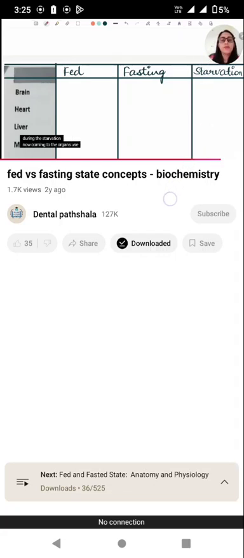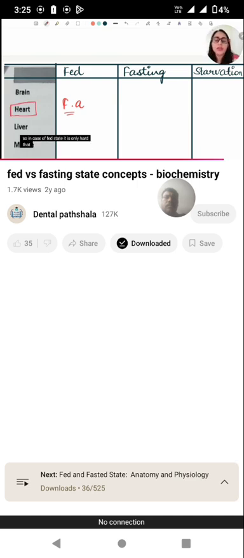Which organs use which energy source during the fed state, fasting state, or starvation state? All the organs in the body in the fed state mostly utilize glucose, except heart and brain. So brain also uses glucose for the fed state, but heart uses fatty acids. So in the fed state, it is only the heart that uses fatty acid. Apart from that, all the organs use glucose in the fed state.